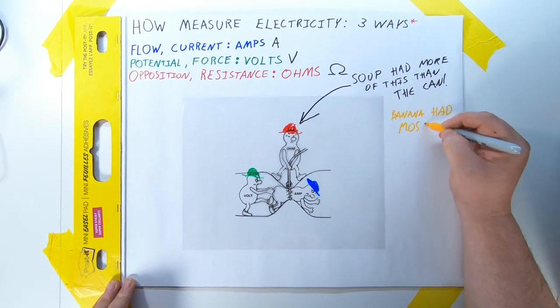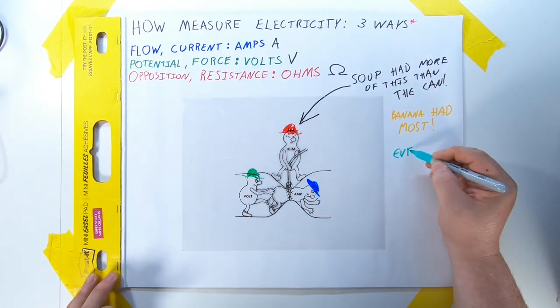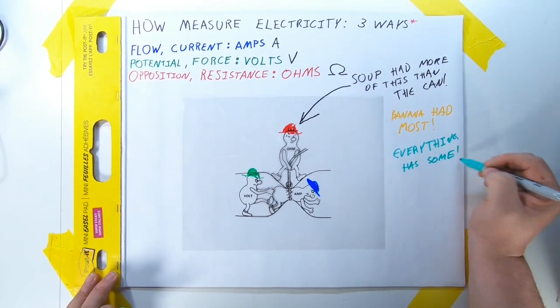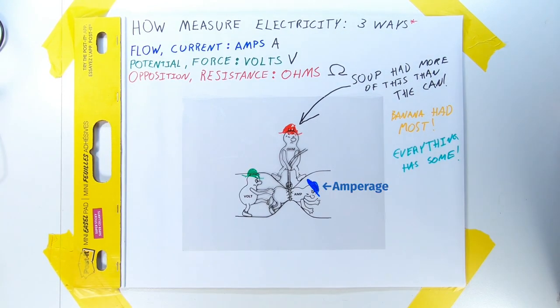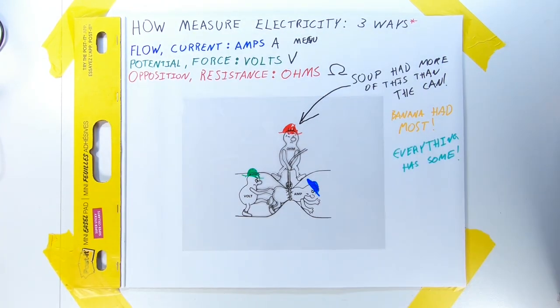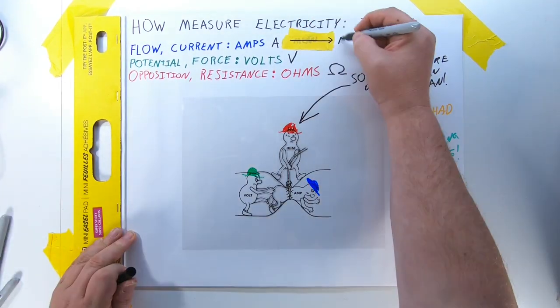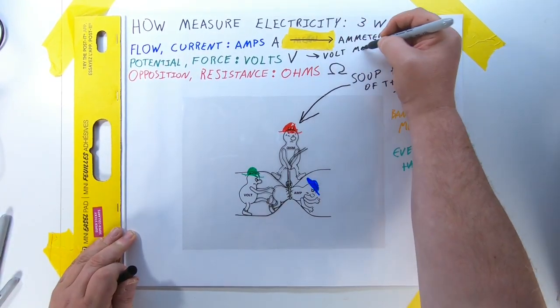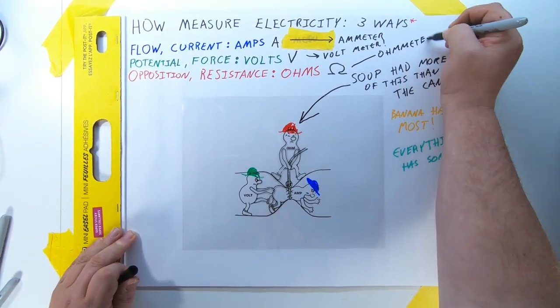The banana had the most resistance of all three materials, but everything, including metal and including you, has some. The blue-hatted guy trying to climb through the wire is the amps, and could be said to represent the actual flow of electrons. The green-hatted guy pushing the blue-hatted guy is the volts and represents the potential energy from the power source. There are devices that measure these terms, and they are, fortunately, boringly named. Amps are measured with an ammeter, ohms are measured with an ohmmeter, and volts are measured with a voltmeter.